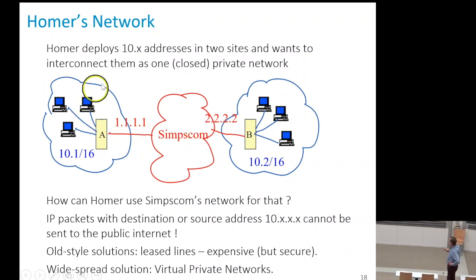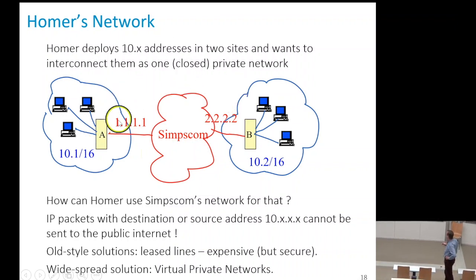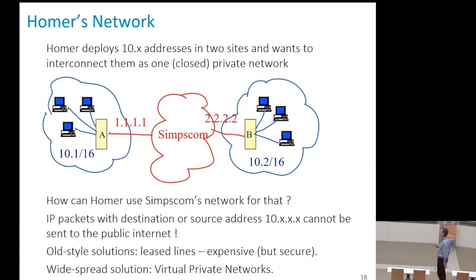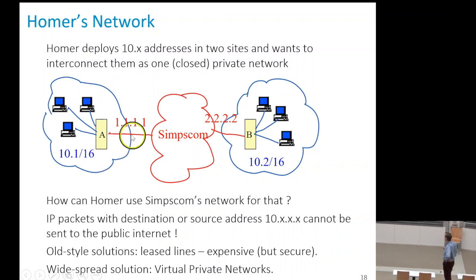Assume you want to build a private network, but your devices are in two sites, and you have private IP addresses, for example, 10.something addresses. You want to interconnect them. How can you interconnect them? Well, if you don't care about security, we'll talk about that in a second, you can rent a leased line from an operator or pull cable, but that will be, in most cases, extremely expensive.